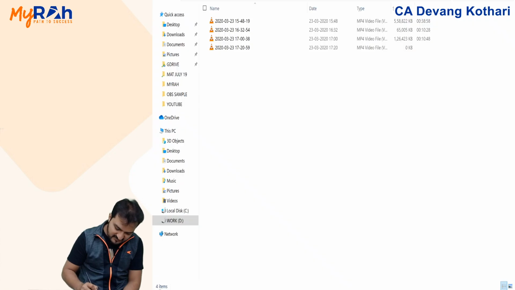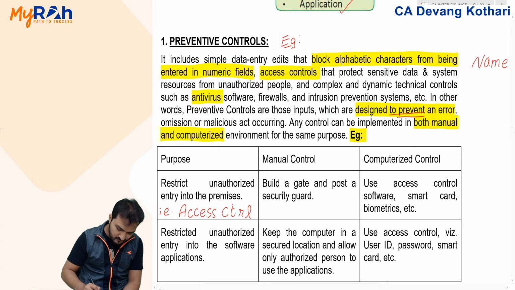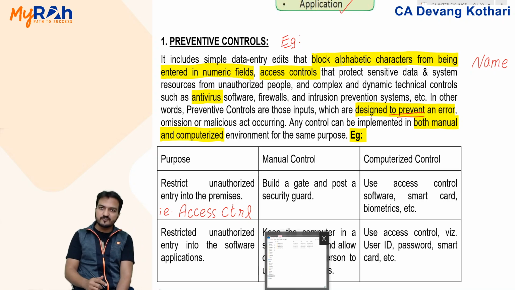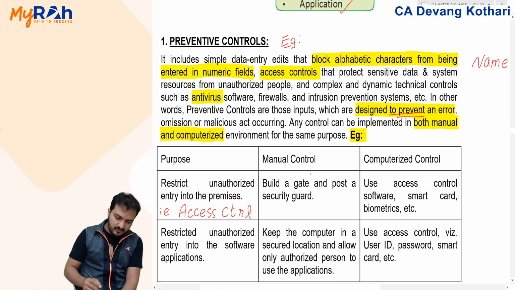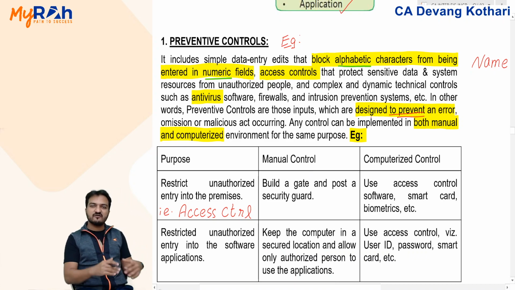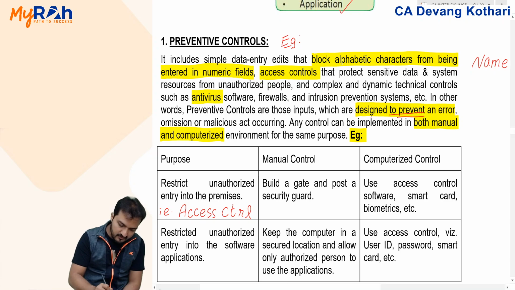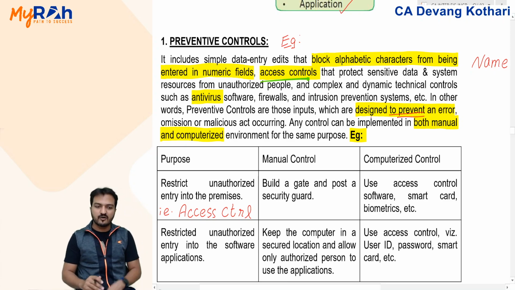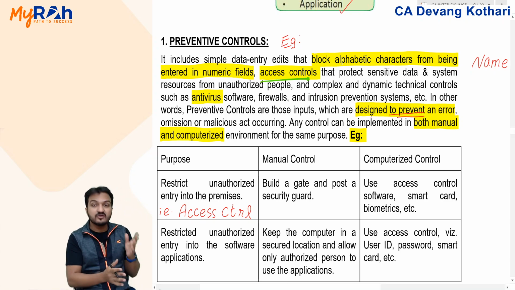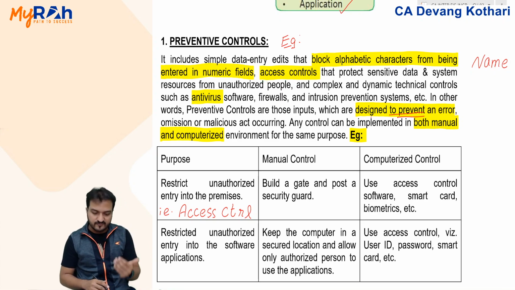Well, the example given here is almost the opposite of that. It says that it will block alphabets in the number field. So say on some website, when they ask you to enter date of birth, you cannot enter your name, because it is a preventive control. Access controls, like entering a password to access some computer, are also part of preventive controls. That will prevent unauthorized access.